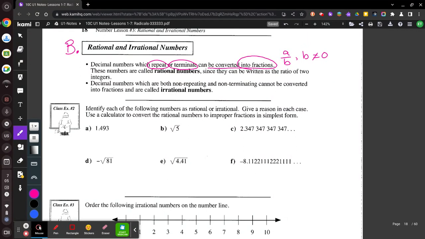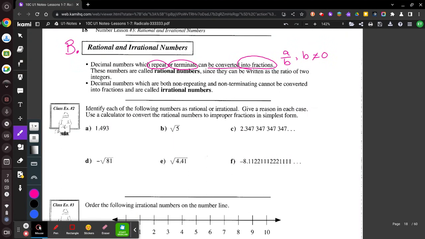So these ones can be written as a ratio of two integers, meaning a number on top of another number. Does it always solve to be a whole number? No, it doesn't. It can solve to be a fraction or a decimal or an integer.